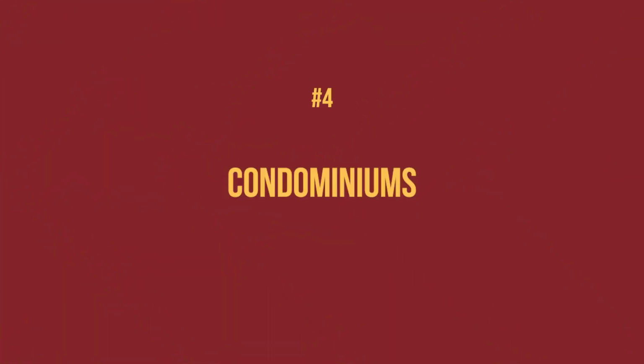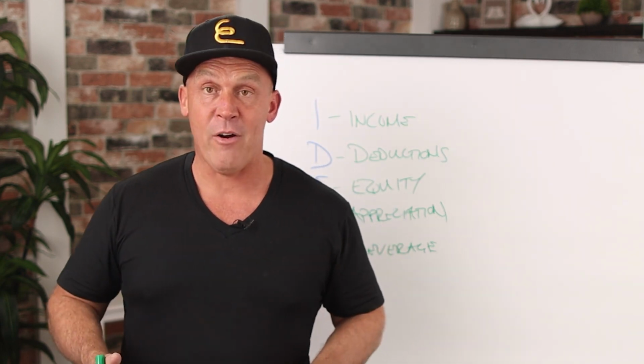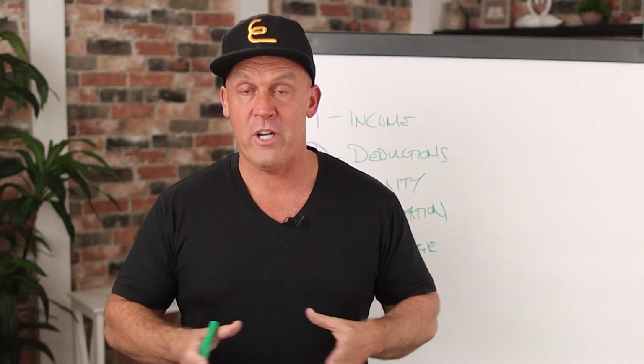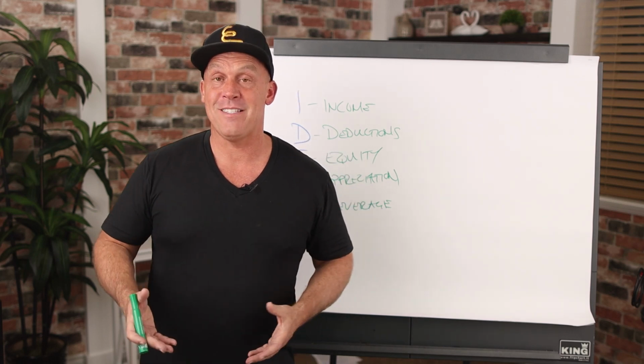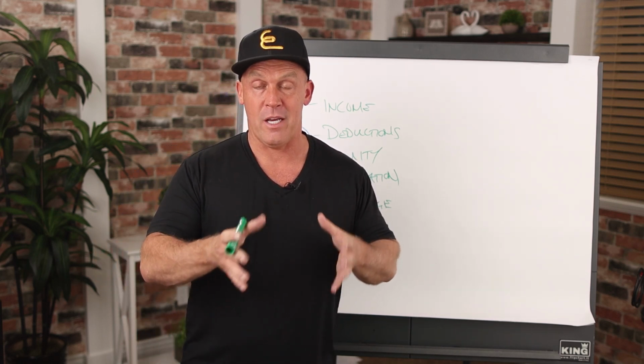Number 4, condominiums, or condos for short. These are multiple buildings with separate units owned by the investor. Similar to townhouses, these are units that may also share a common wall. And there are many reasons as to why condos are among the best performing assets in real estate when it comes to cash flow.